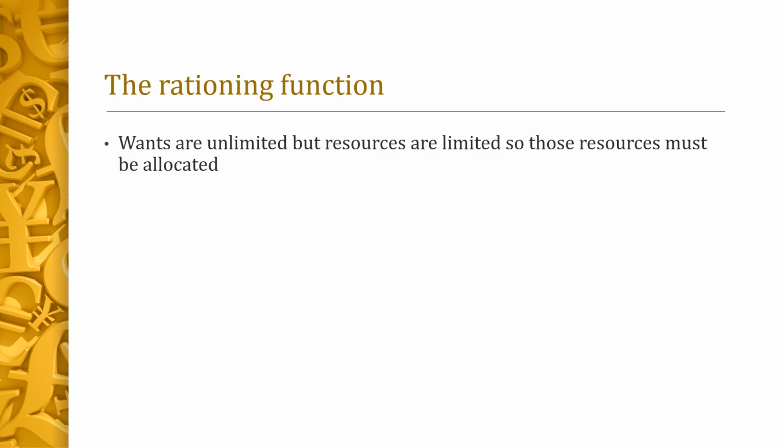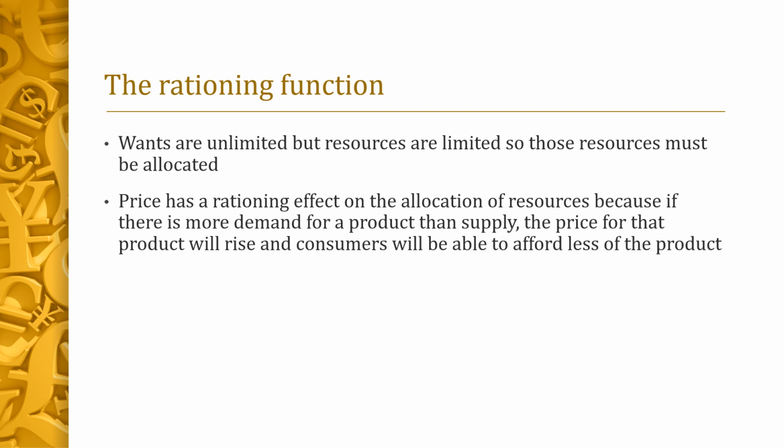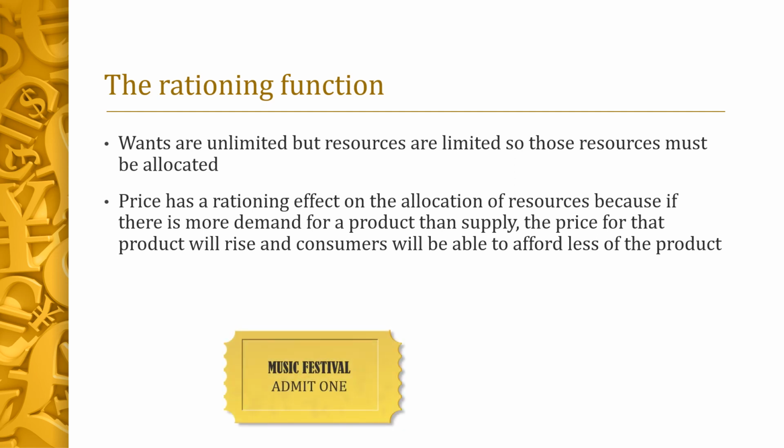Wants are unlimited, but resources are limited, so those resources must be allocated because all wants cannot be satisfied. Price has a rationing effect on the allocation of resources. This is because if there is more demand for a product than supply, the price for that product will rise, and consumers will be able to afford less of that product. An example of this can be seen in music festivals that regularly sell out, such as Glastonbury, where this leads to higher prices in the future.